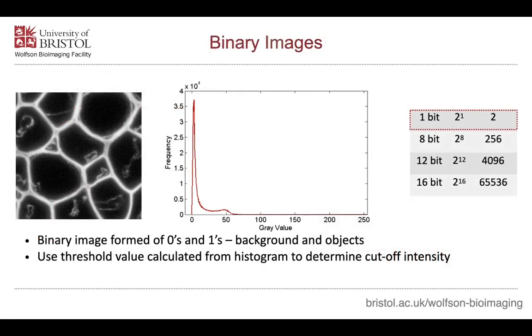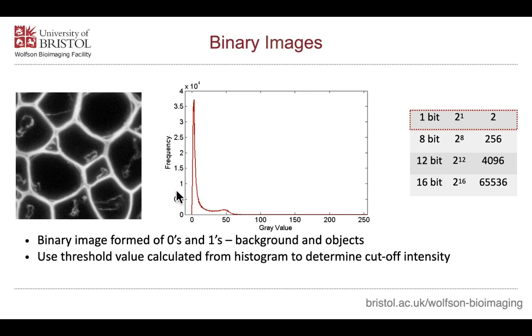From thresholding, once you've made that decision of where the foreground is and where the background is, you get what's called a binary image. So this is what we discussed earlier, a special case made up of zeros and ones. So 0 for background and 1 for an object, or 0 and 255 as normally is done in ImageJ. So the threshold value is calculated from the histogram, and it determines the cutoff intensity. So for this image here, we get this much.